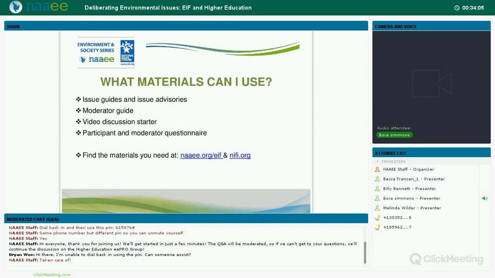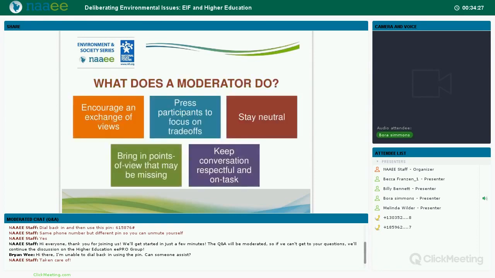And then we have a participant questionnaire and a moderator questionnaire that helps us collect information about the forums and individuals' participation in the forums. All of these materials are available up on the NAAEE website, the Environmental Issues Forums pages, and you can download all of it for free, which is always a good thing.